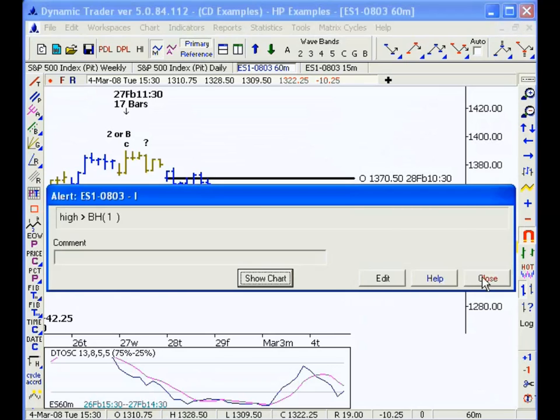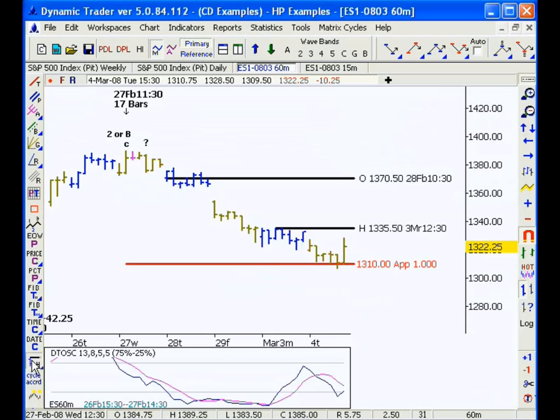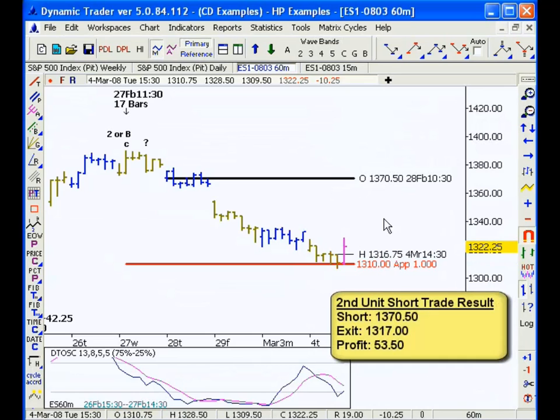There we go. We would have been stopped out a couple bars later at 1316.75 plus a tick, at 1317. So we'll take that out. Short from 1370.50 on the second unit, and stopped out at 1317 on the second unit, for, we'll calculate this in a bit, but over a 50-point profit on the second unit.